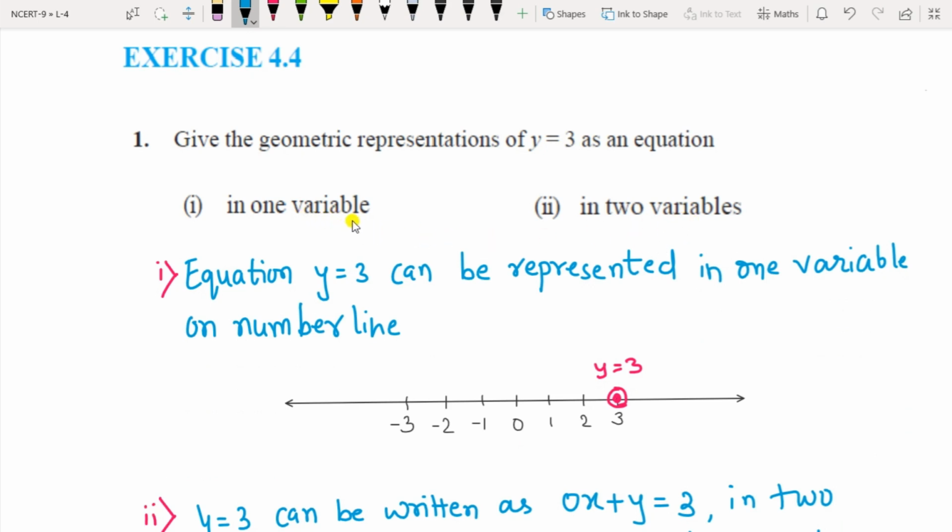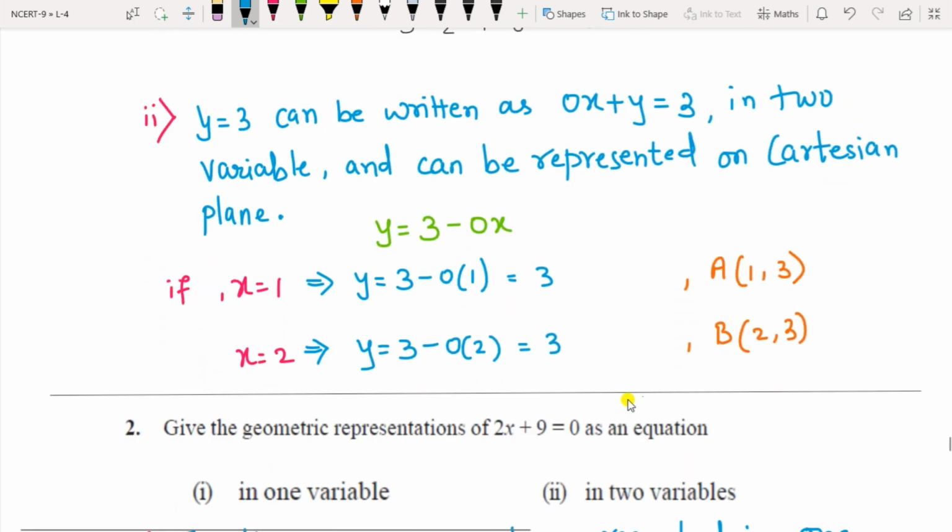So that we know, in the remark above we have seen that for one variable the equation can be represented on a number line, and for two variables the equation can be represented on the graph paper. So simply it is y equal to 3. So draw the number line here and this is y equal to 3. That's it.